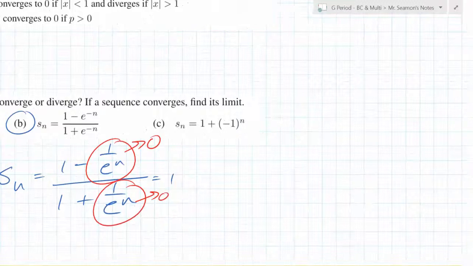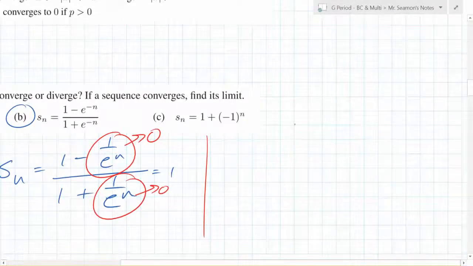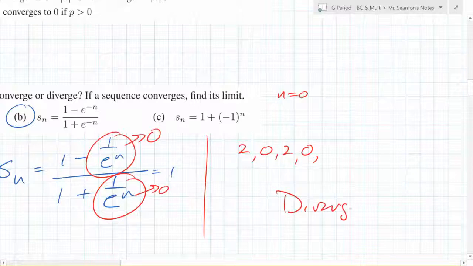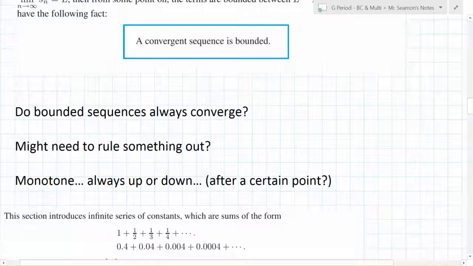Oh, and hey, did we already talk about this one right over here? Yeah, what does this thing do? You can literally write out the term. So if n is 0, let's start with 0 here. If n is 0, what's our first term going to be? It's going to be 2, and then what's it going to be? 0, and then it's going to be 2, so this diverges. Correct. Nice.